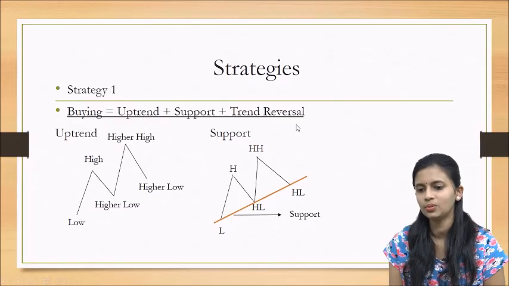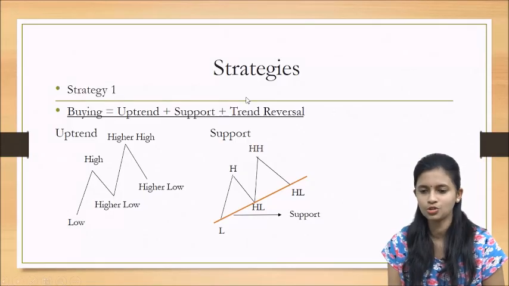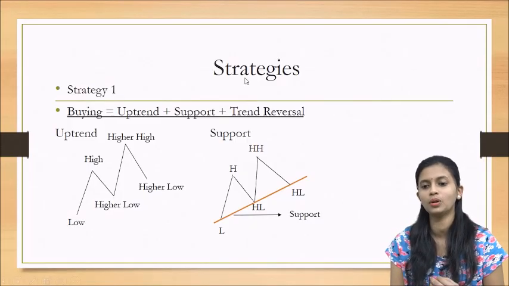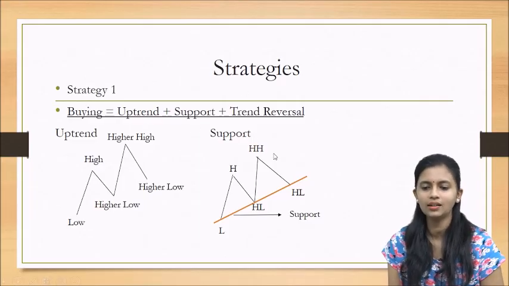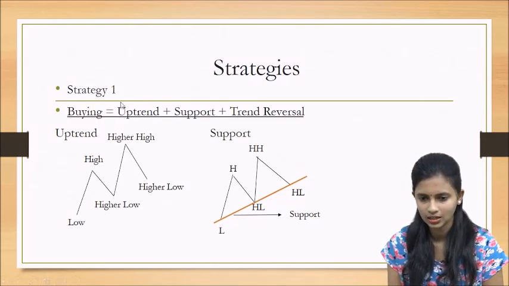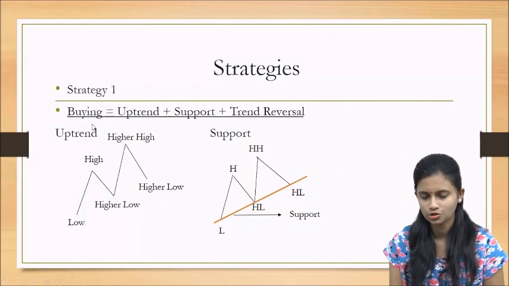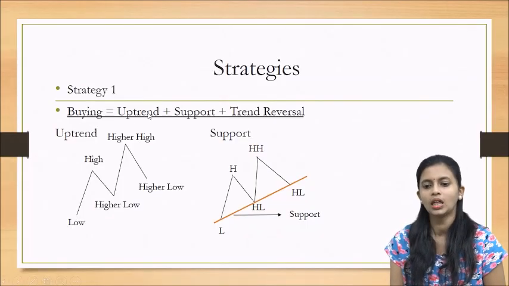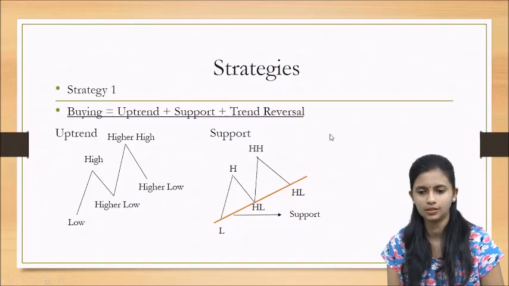Next, let's look into strategies. I have two good, effective strategies over here. If you implement them under the proper setup by following the same rules which I have given here, then you can definitely make something good out of it. So the first strategy is, let's take it for the buying opportunity. If you are looking for a buying opportunity, then as per this strategy, there should be an uptrend, plus there should be support, plus there should be a trend reversal pattern.